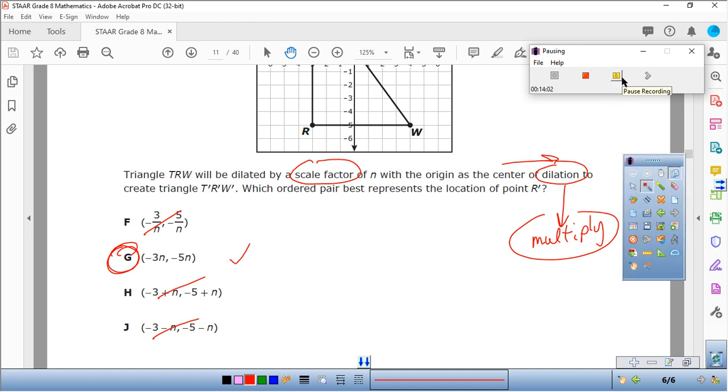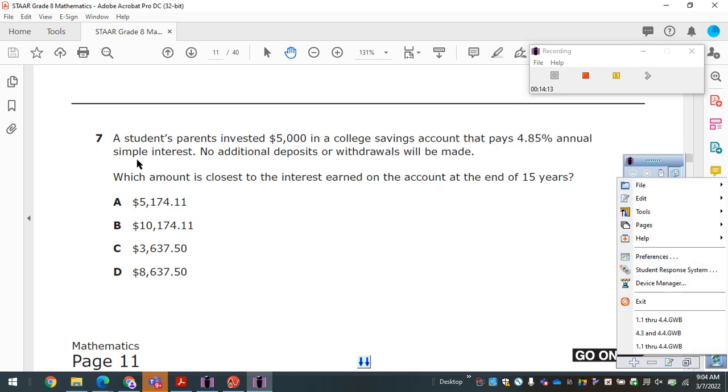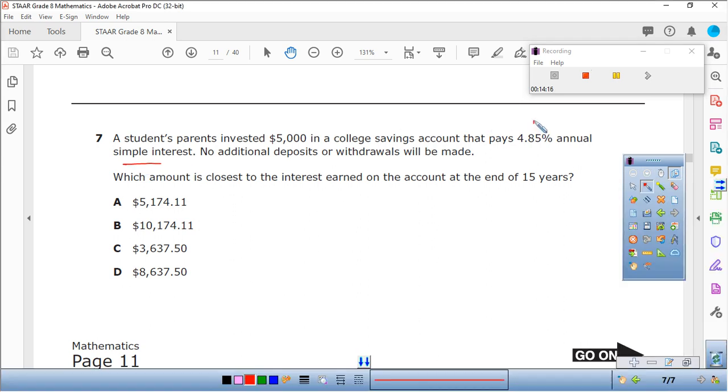Oh, great. More savings. So that's not too bad. A parent invested $5,000 in a college savings account that pays a 4.85% annual interest rate. Simple interest, really easy. So this will be your rate. This will be your principal, and then looking for a term of 15 years, which is the same. Simple interest. That's easy. I equals PRT. Which amount is the closest interest? So they're just looking for the interest earned in the account after 15 years. So just do this one.